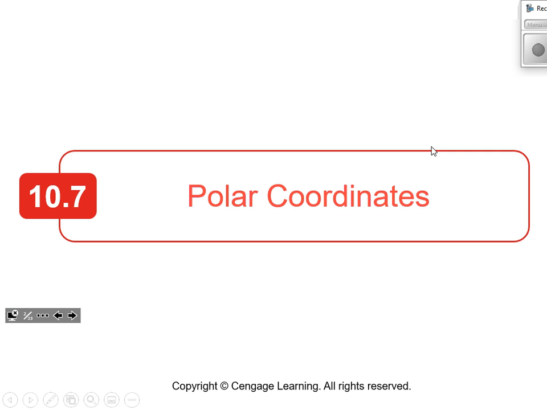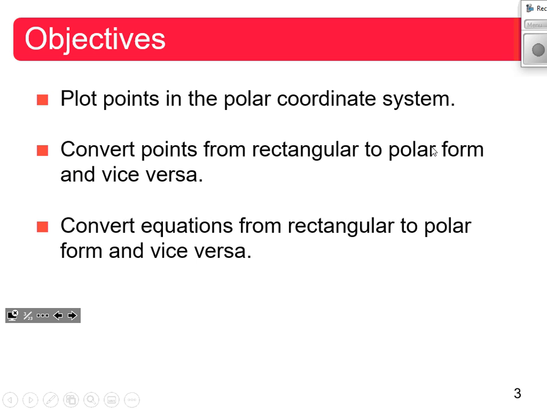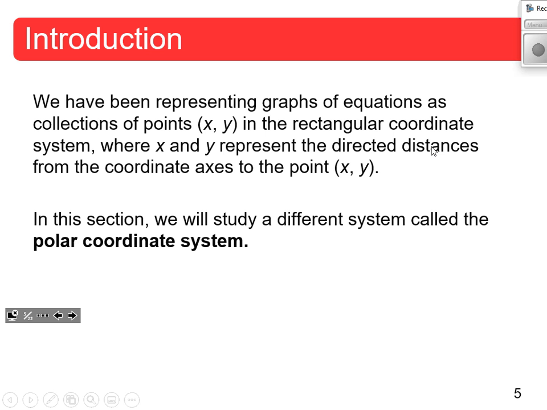So what we're going to talk about today is polar coordinates, and we're skipping 10-6. We're not going to worry about 10-6. So plot points in the polar coordinate system, convert points from rectangular to polar, and vice versa, and convert equations from rectangular to polar. So we've been representing graphs of equations as a collection of points x, y in a rectangular plane. Because if we think about the x, y, the coordinates are always rectangular. We have length and width of every point, over, up.